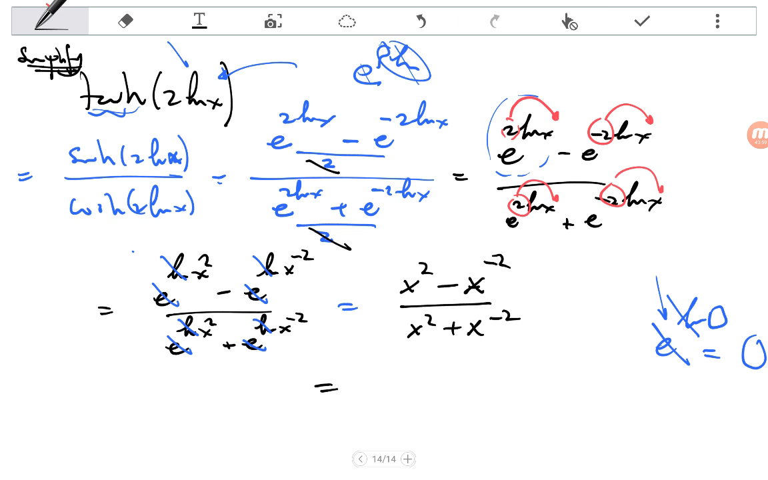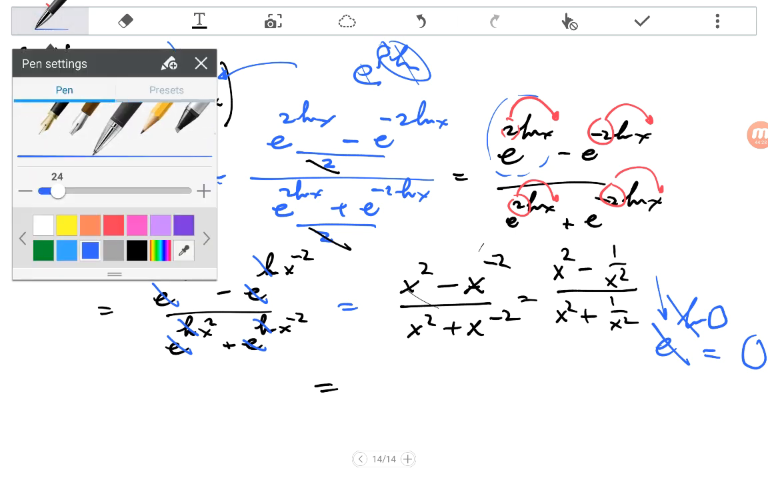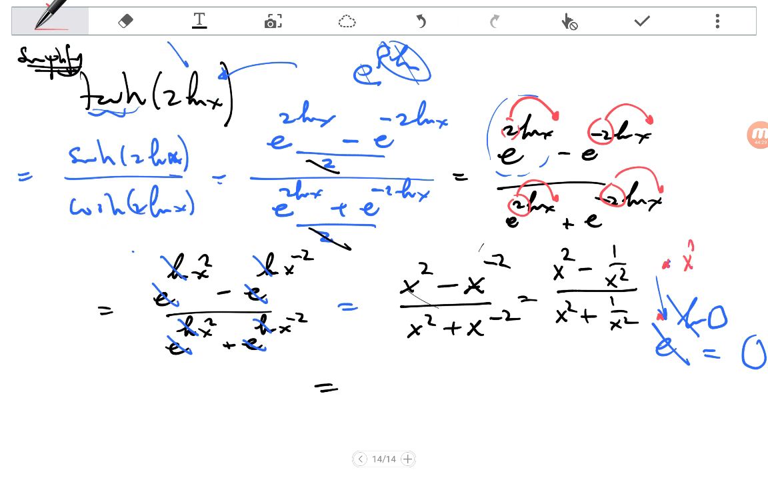I may simplify it furthermore. I don't like negative powers, because negative powers mean that there is a denominator inside and a numerator. I don't like expressions like these, so I will get rid of this denominator by multiplying by x squared in the numerator and denominator. So it will be x power 4 minus 1 over x power 4 plus 1. And this is the simplification of the problem.